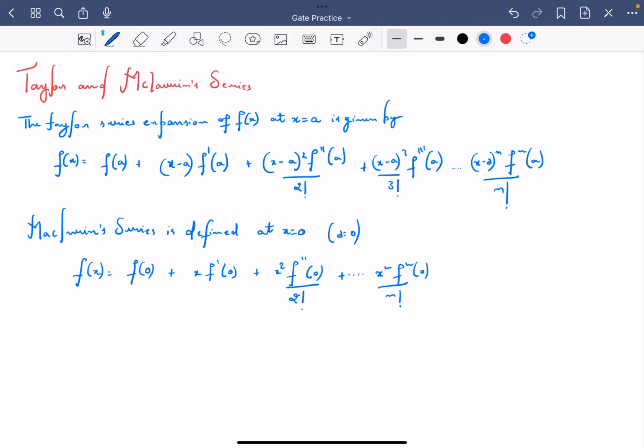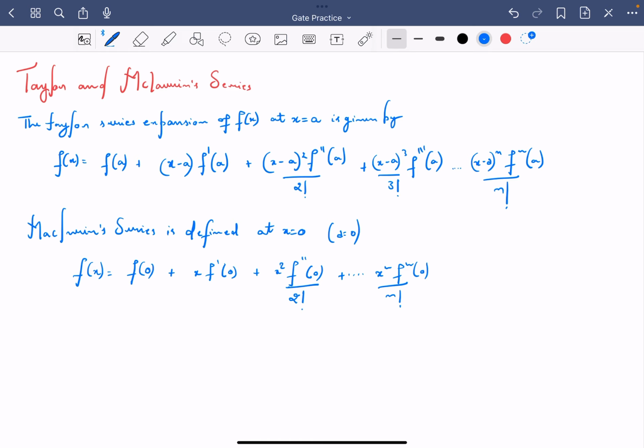Hi guys, today we are going to see the Taylor series expansion of f of x using Taylor series and Maclaurin series. The Taylor series expansion of f of x at x is equal to a is given by f of x is equal to f of a plus (x minus a) f dash of a plus (x minus a) square divided by 2 factorial, second derivative at a, plus (x minus a) cube divided by 3 factorial, third derivative at a, and so on till (x minus a) raised to power n, nth derivative of f at a divided by n factorial.